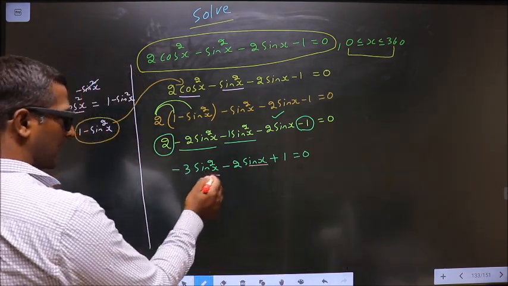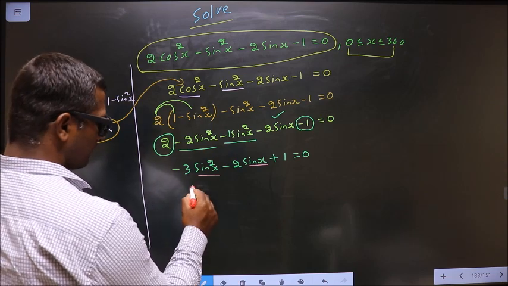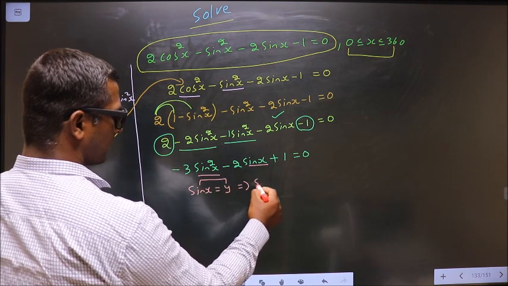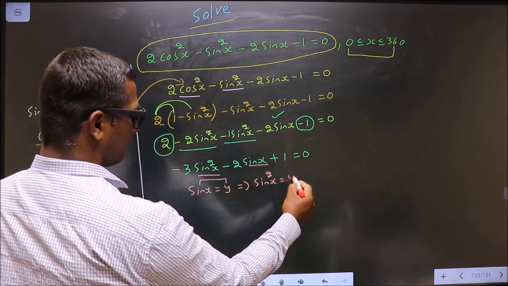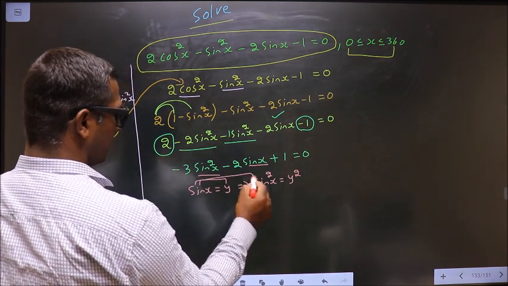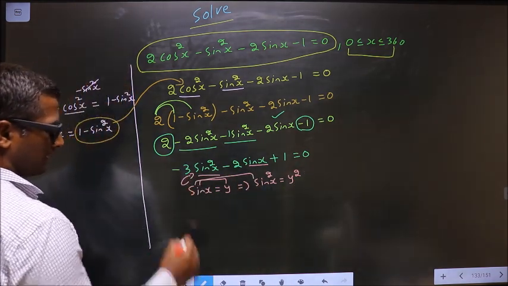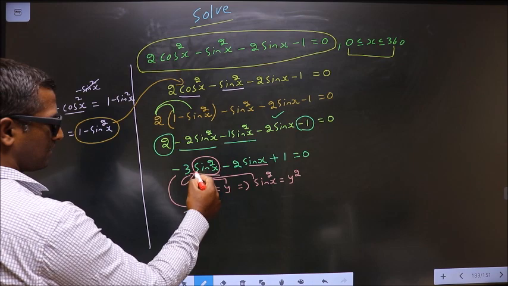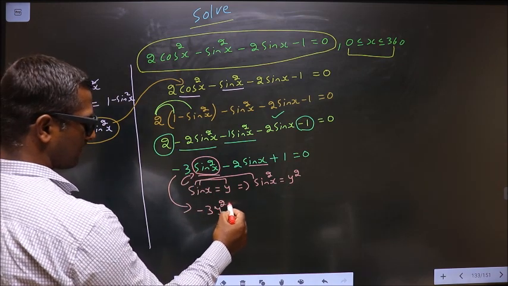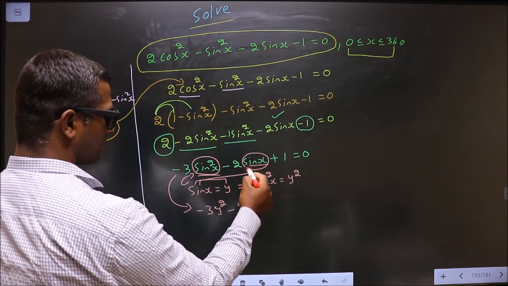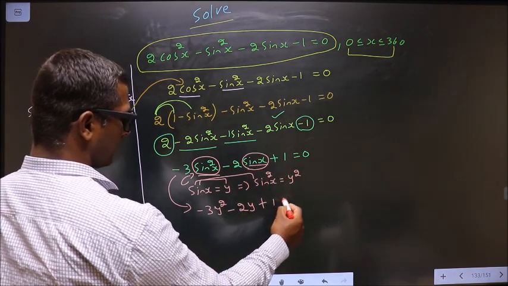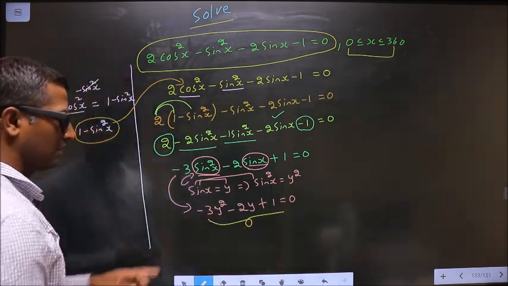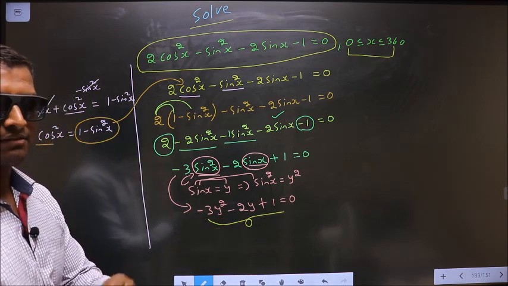Here you have sin and also sin square. So what we do is, we take sin x equal to y. Do the square on both sides, we get sin square x equal to y square. Now replace these two in this equation. This equation now becomes minus 3, in place of sin square x, y square, minus 2, in place of sin x, y, plus 1 equal to 0. We got the quadratic. Put this in the calculator to get the values for y.